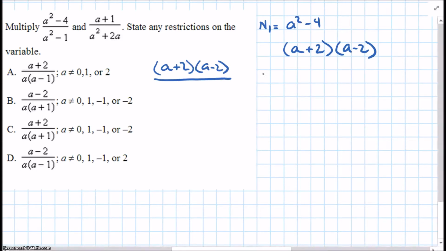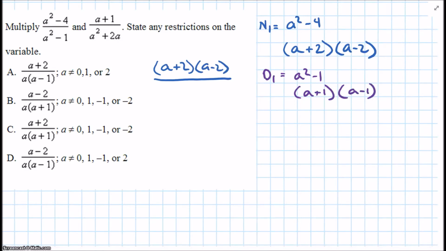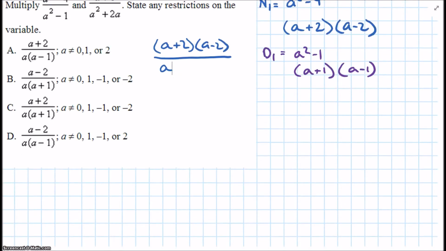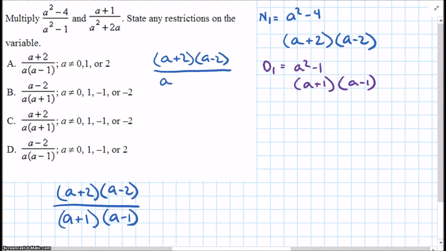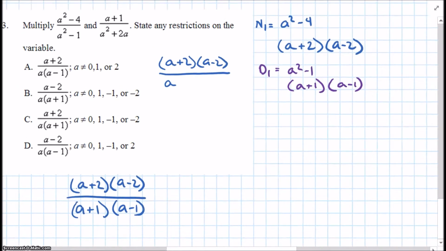Alright. Denominator 1 is a difference of squares as well. a squared minus 1, which is the same as a plus 1, a minus 1. So let's write that. Actually, let's do it down here: a plus 2, sorry, a minus 2 over a plus 1 times a minus 1. Okay. Let's look at numerator 2. There's nothing to do there, so we're just going to go ahead and put a plus 1 in its spot, and put groupings around it.